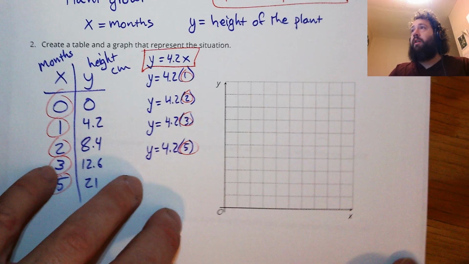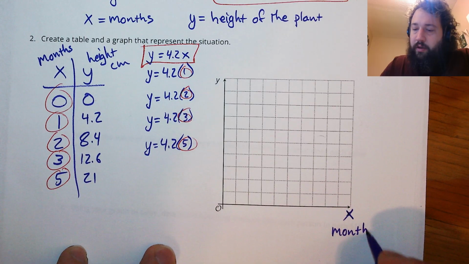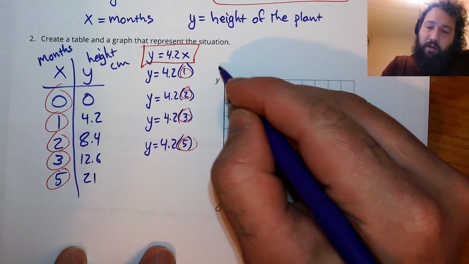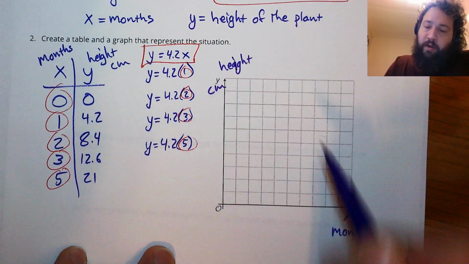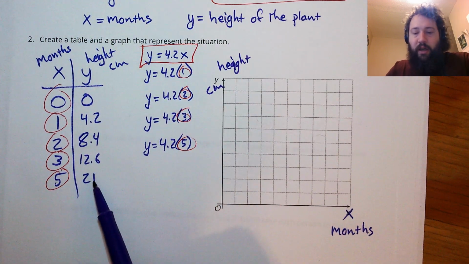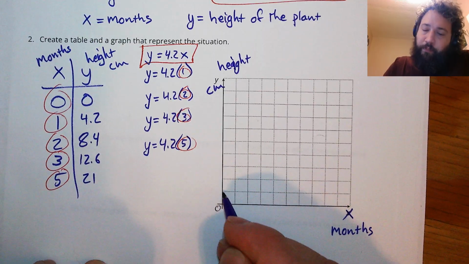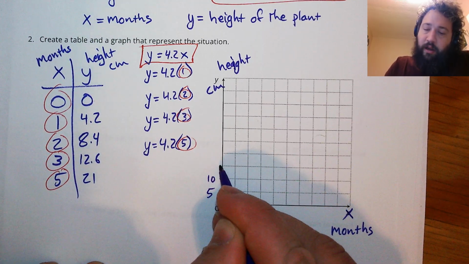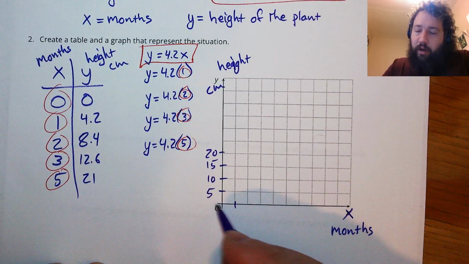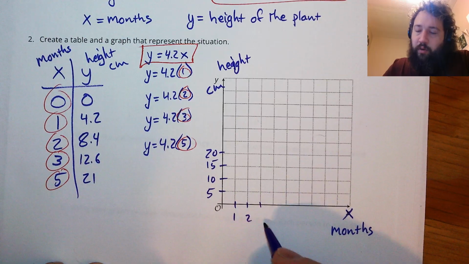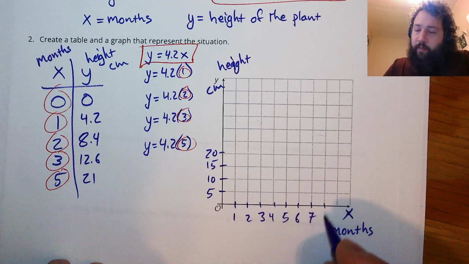Now, let's go ahead and label my graph here. My x values are counting my months, and my y values are counting my height. I don't know why I'm misspelling height each time in centimeters. And looking at this, I want to get to a height of 21. So I'm probably going to jump by maybe fives here. Let's see how far we get. 5, 10, 15, 20. Probably could have jumped a little bit higher here. And then I have my 0 months. 1, 2, 3, 4, 5, 6, 7, 8.